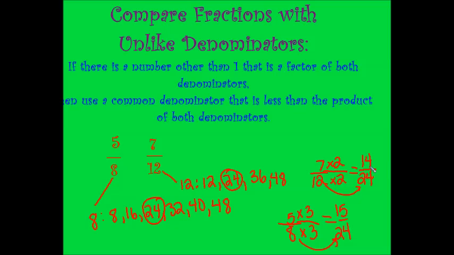I can take both of those fractions and rewrite them next to each other to compare them. 15/24 and 14/24. Again, the denominators are the same, so I can compare the numerators. The greater the numerator, the greater the fraction. So 15/24 is greater than 14/24. This also means that 5/8 is greater than 7/12.